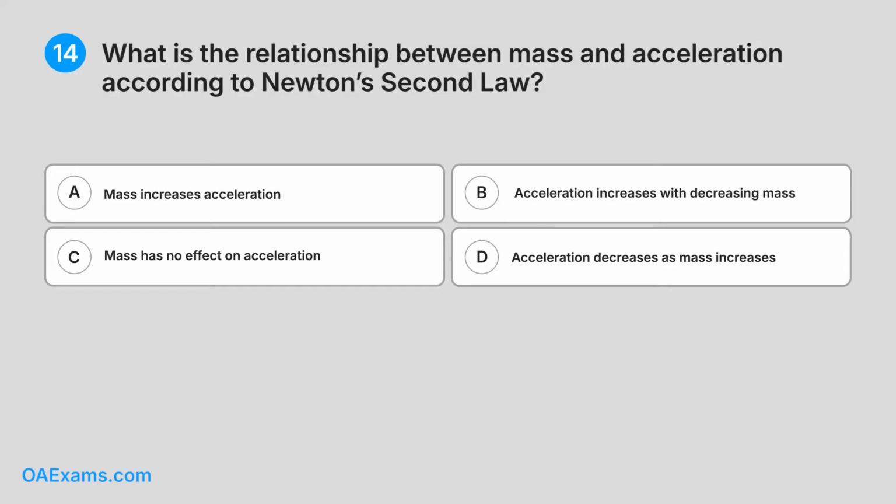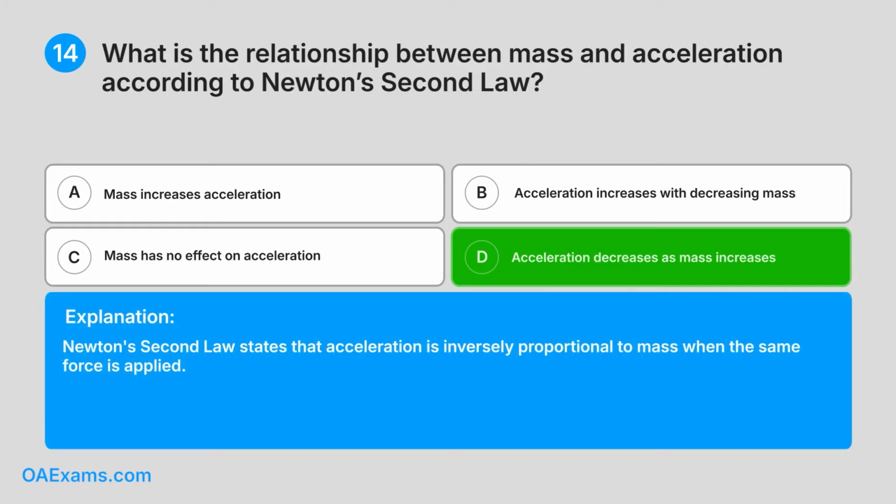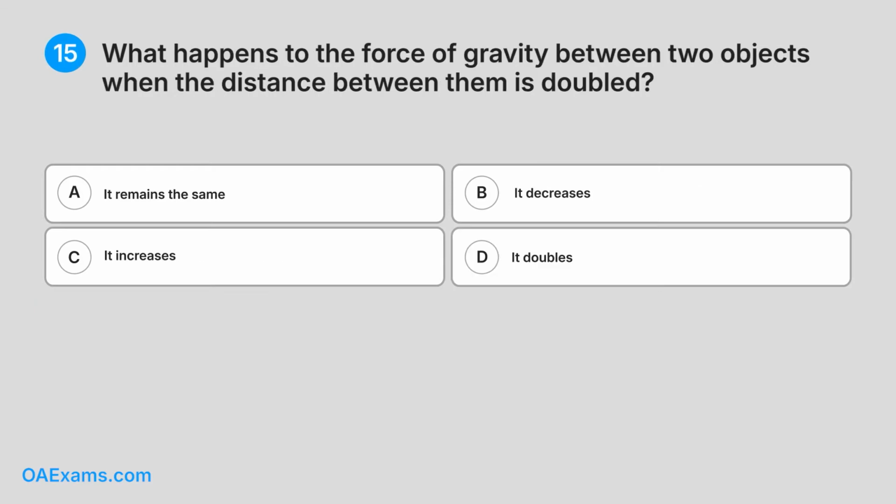Correct answer. D. Acceleration decreases as mass increases. Explanation. Newton's second law states that acceleration is inversely proportional to mass when the same force is applied. 15. What happens to the force of gravity between two objects when the distance between them is doubled?